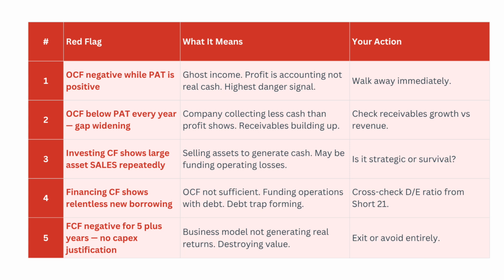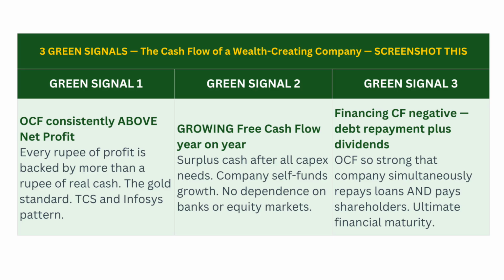Three green signals: the cash flow of a wealth-creating company. Screenshot this. Green signal number 1: OCF consistently above net profit. Every rupee of profit is backed by more than a rupee of real cash. This is the gold standard, the TCS and Infosys pattern.